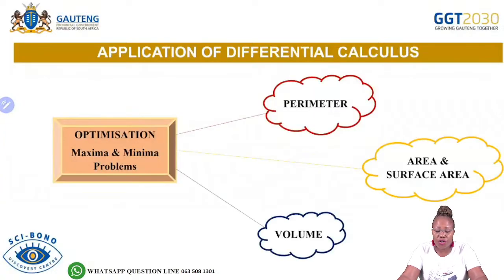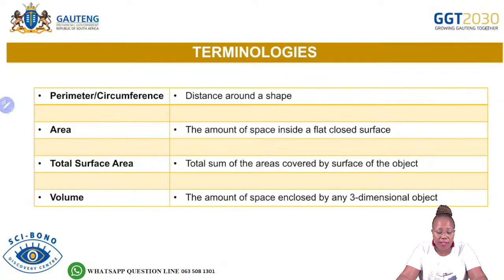So under the application of differential calculus, we will be looking at optimization. When we talk optimization, we are talking about maximizing and minimizing problems, or maxima and minima problems. On this particular topic, we are referring to the perimeter of shapes, the area, surface area, and the volume of shapes. It can be a 2D or 3-dimensional shape. And then we have terminologies that we use under this specific topic.